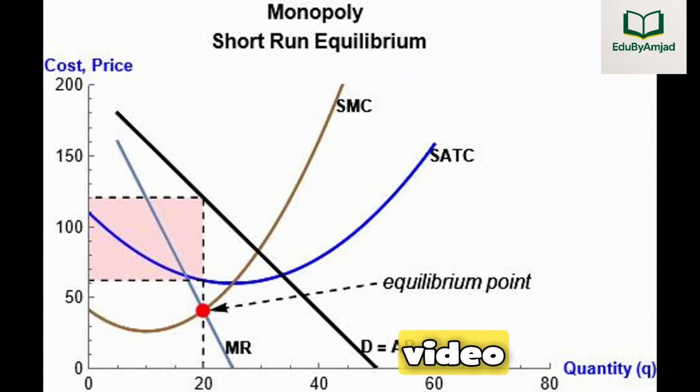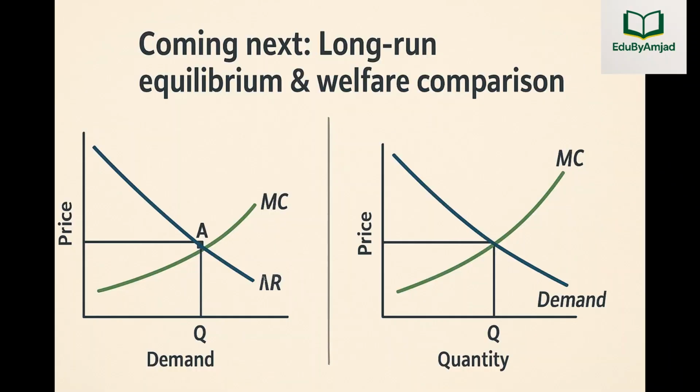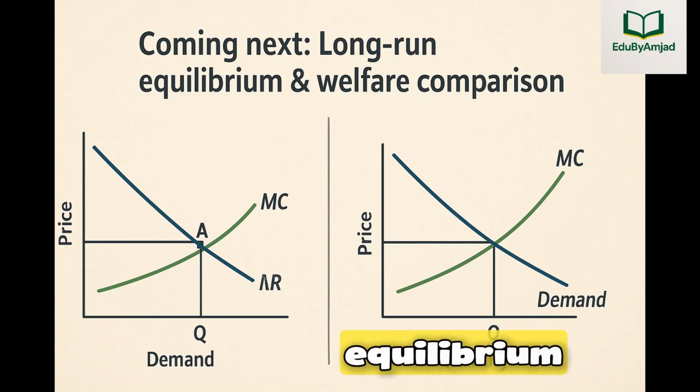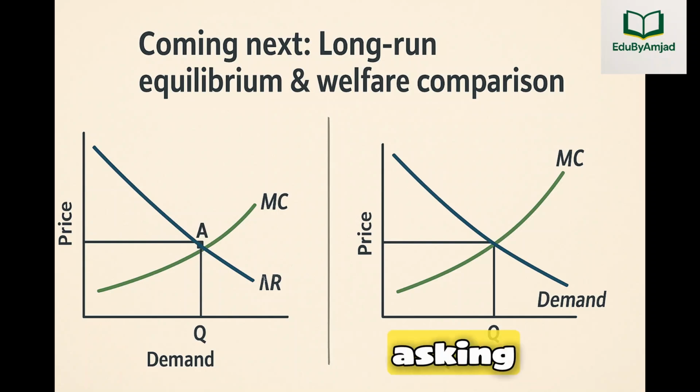In this video, we'll explore the short-run equilibrium of a monopolist. Then, in the next video, we'll examine the long-run equilibrium and compare it with perfect competition from a welfare perspective, asking who produces more, and who charges a lower price.